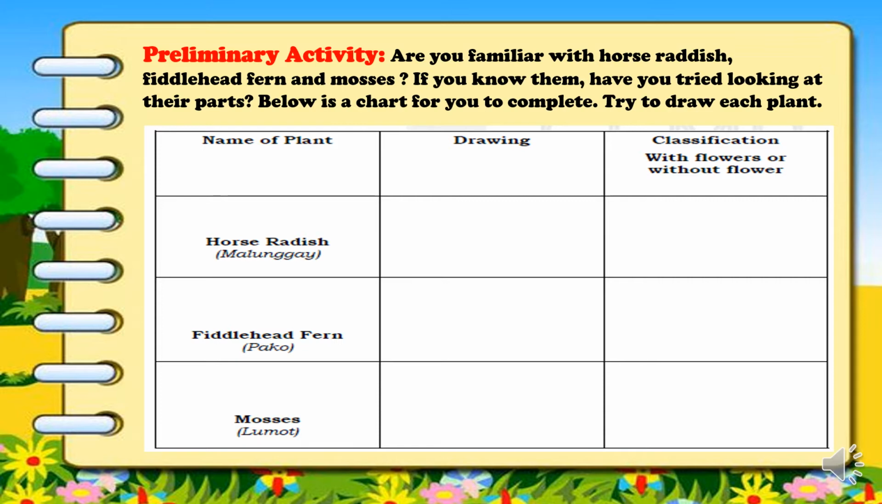I will do the first plant. So here is the drawing of malunggay. And for the classification: with flowers. Now, you have to answer the second and the third one.